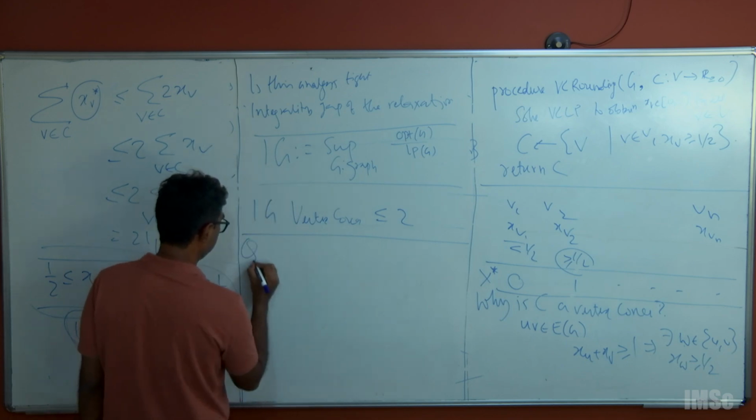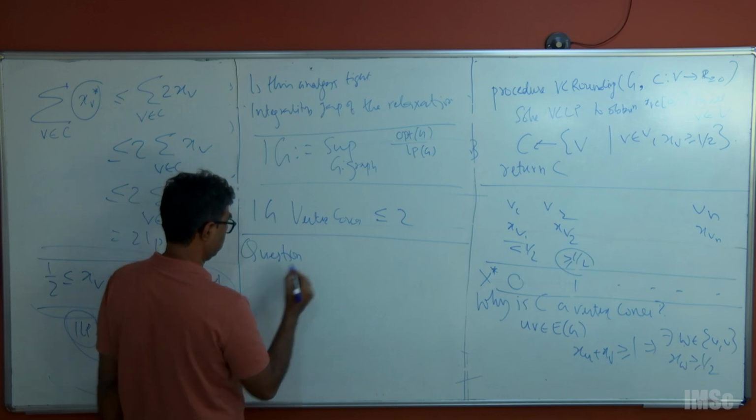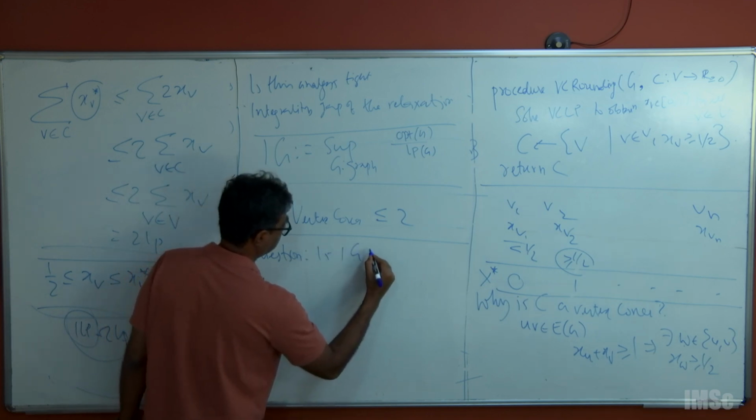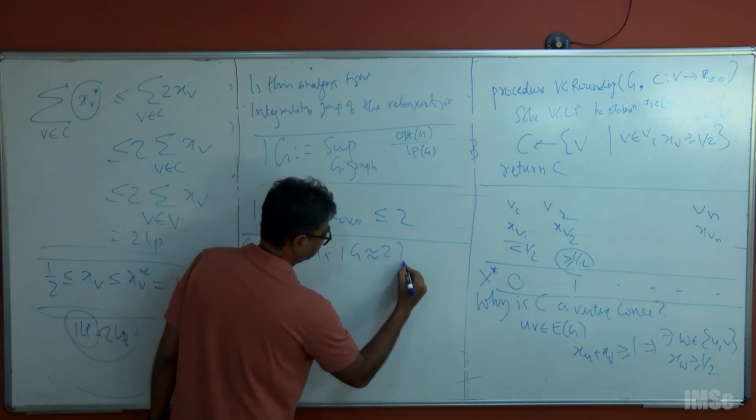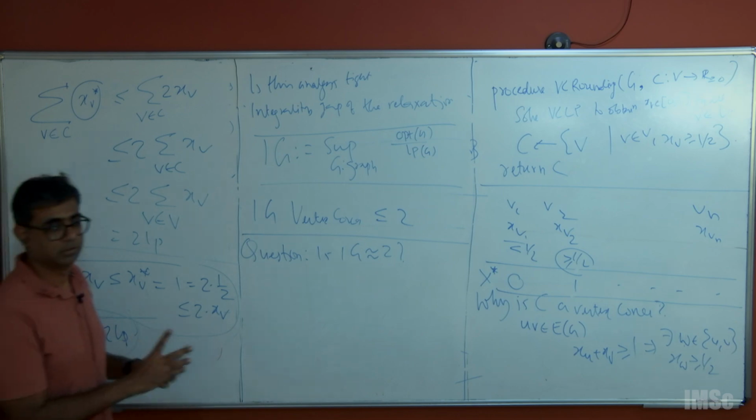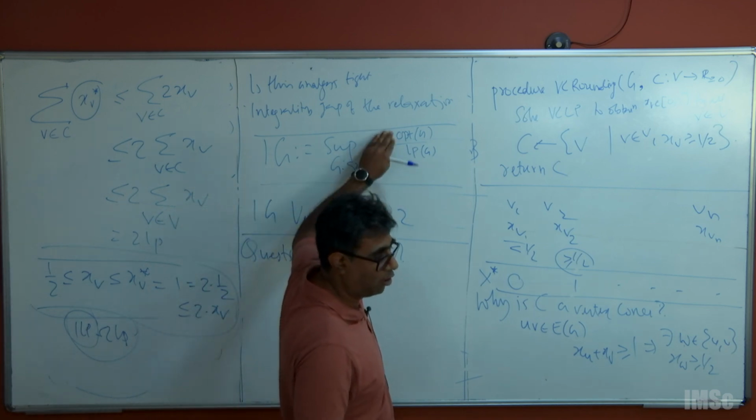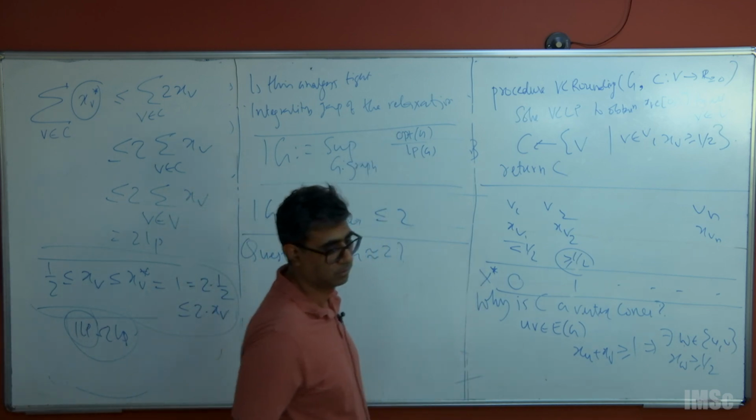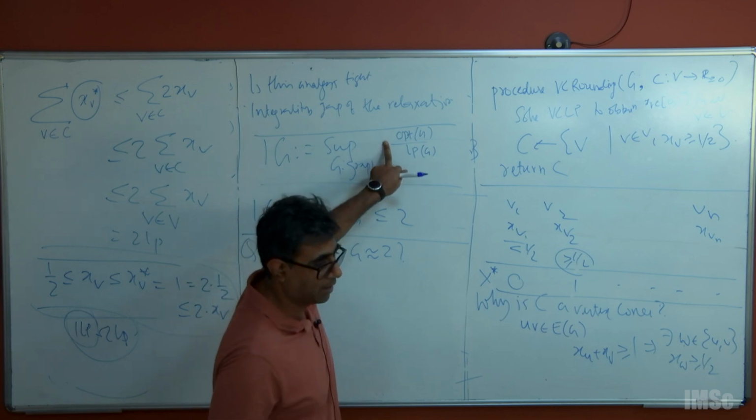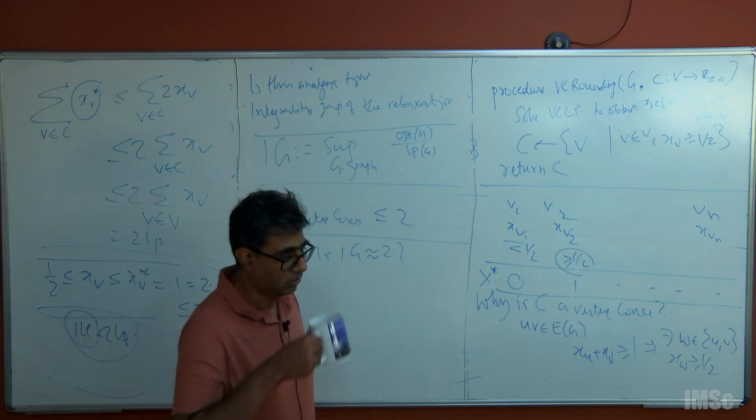The question is, the integrality gap of vertex cover is at most 2. Is IG equal to 2? Is the integrality gap of vertex cover equal to 2? Can I come up with a family of graphs where the LP value and opt differ by a factor of 2? Look at the opt value and the LP value; they should differ by a factor of 2. Can you come up with a graph?